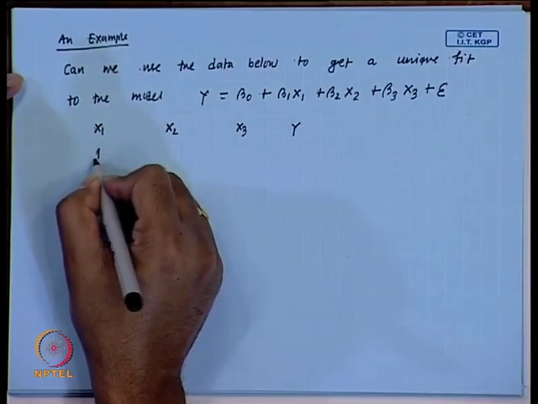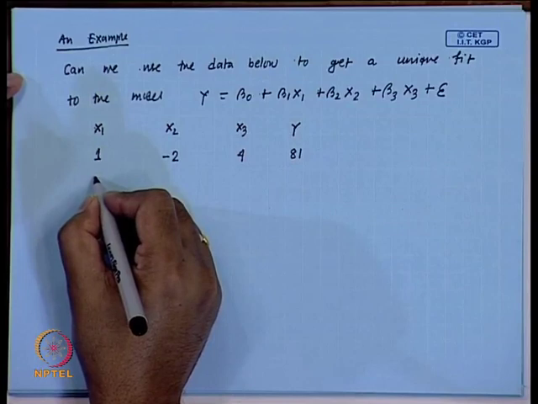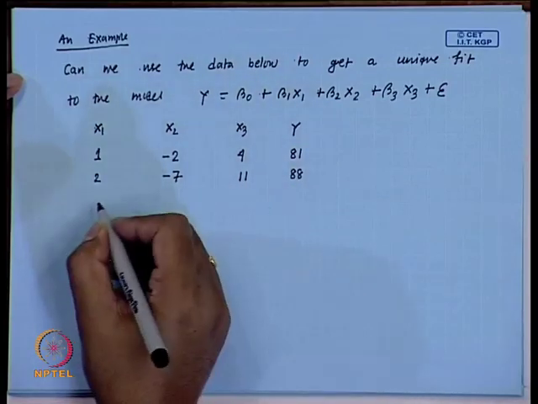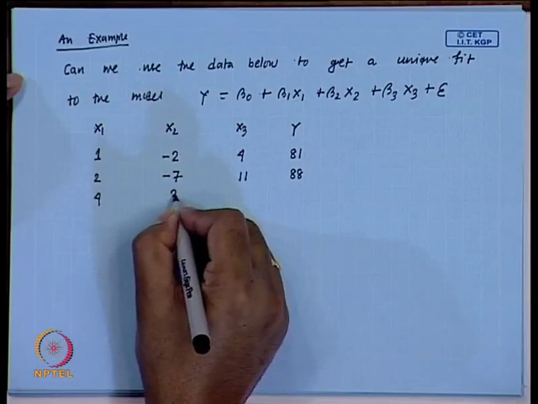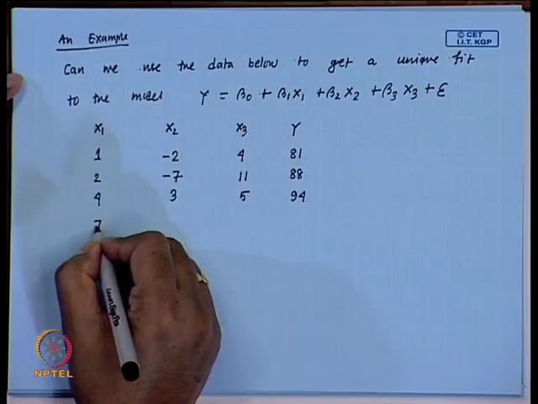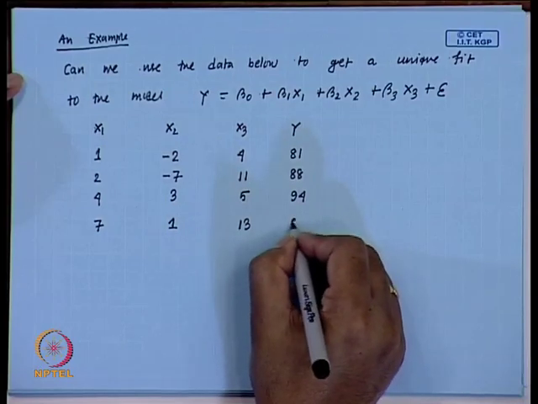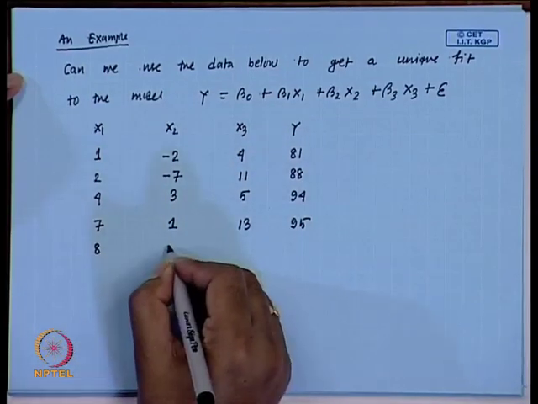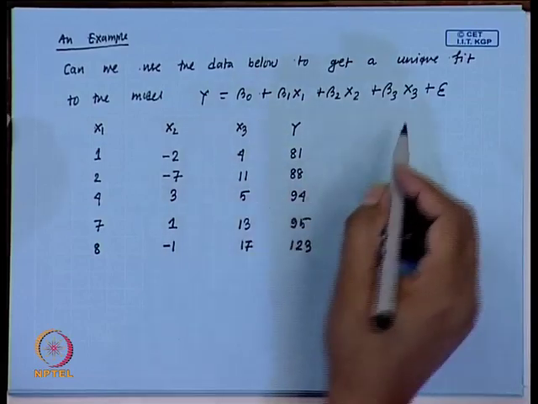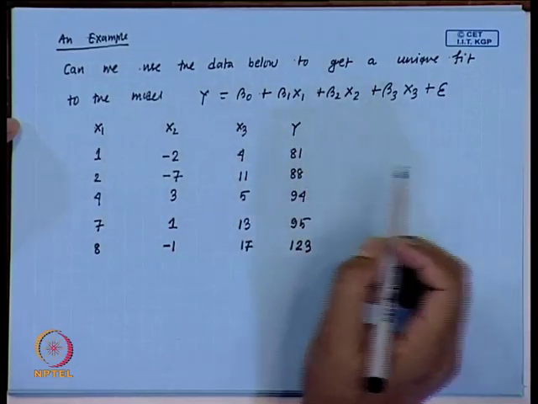So, 1, minus 2, 4, 81; 2, minus 7, 11, 88; 4, 3, 5, 94; 7, 1, 13, 95; 8, minus 1, 17, 123. So, here in this example, we have three regressor variables x 1, x 2, x 3 and one response variable, and here is the data.